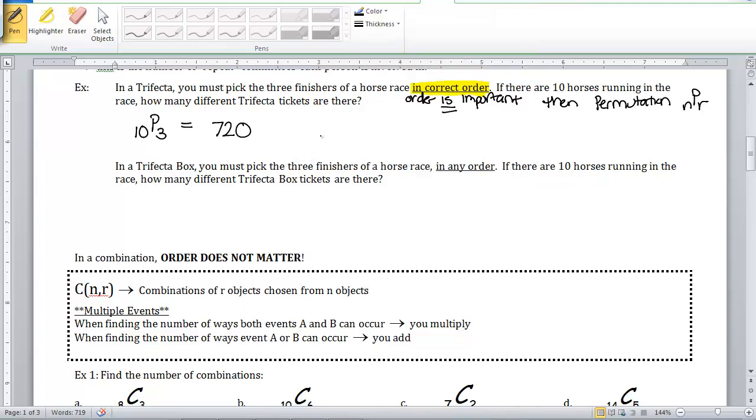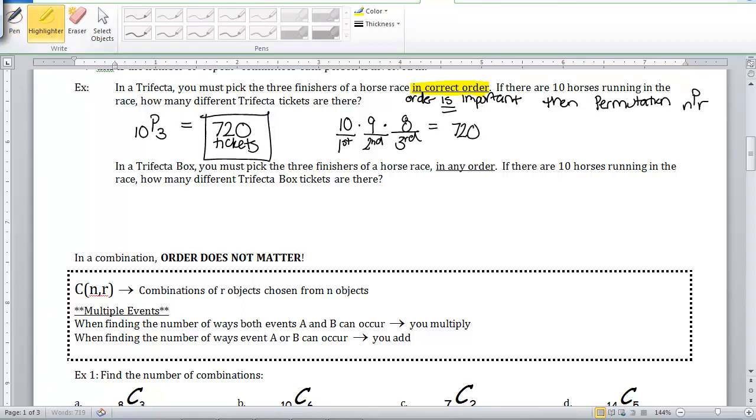You can also do it using our basic counting principle. There are 3 places we're choosing: first place, second place, and third place. When you're choosing first place, there are 10 different horses that could get first. But when you're choosing second place, one of the horses has already been used for first, so now there's only 9 left. When you're choosing third, there's only 8. If you multiply 10 times 9 times 8, you also get 720.